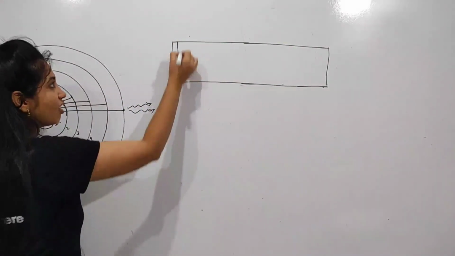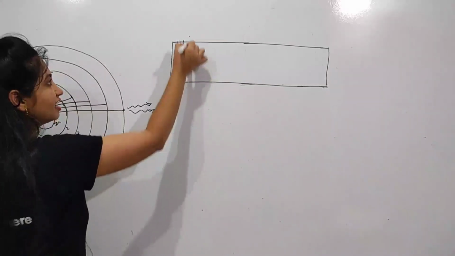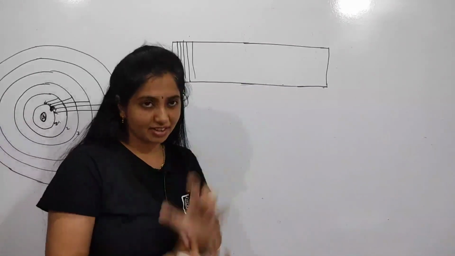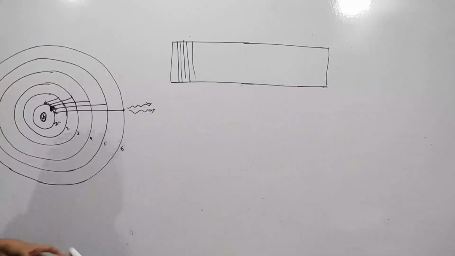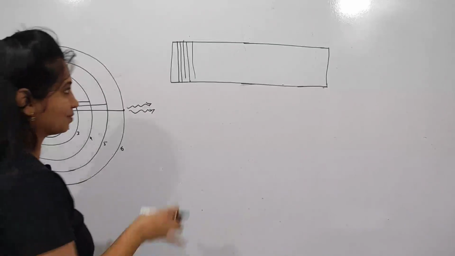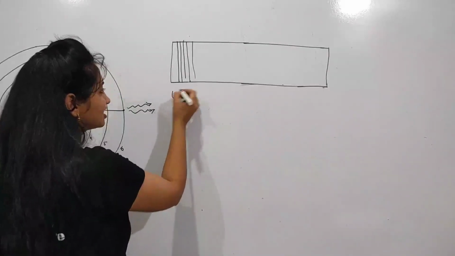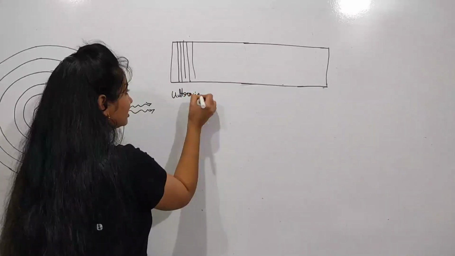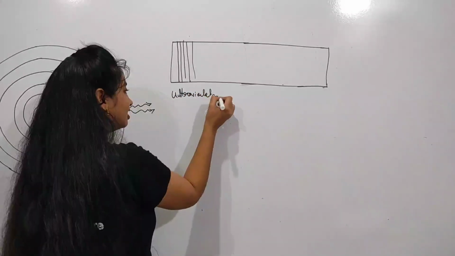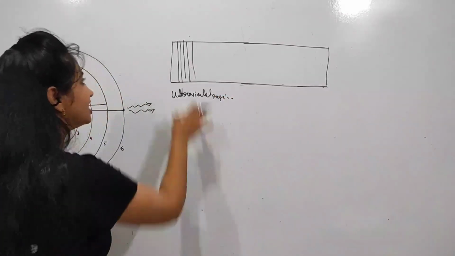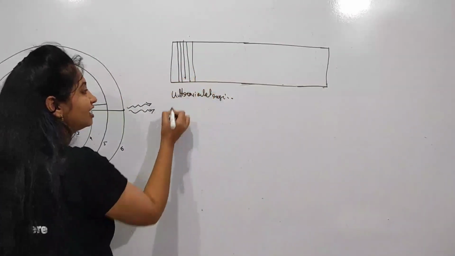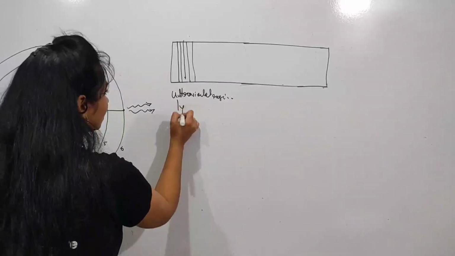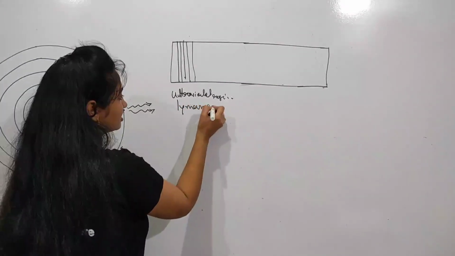So these lines all belong to the same frequency or same energy region in our electromagnetic spectrum, like the ultraviolet region. This set of series we call the Lyman series.